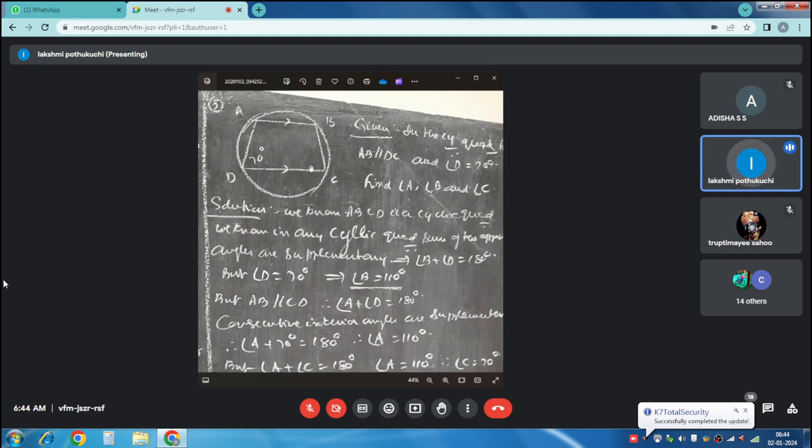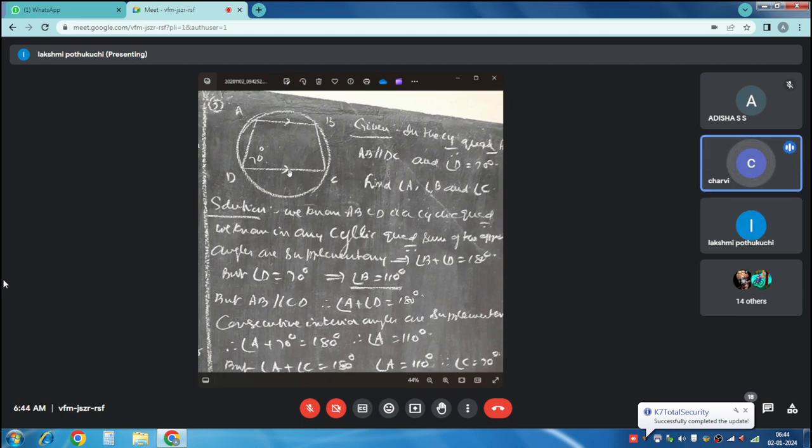But D is equal to 70, therefore B is equal to 110. One property, one angle we got it. B is equal to 110. Then the second one, children. AB is parallel to CD.